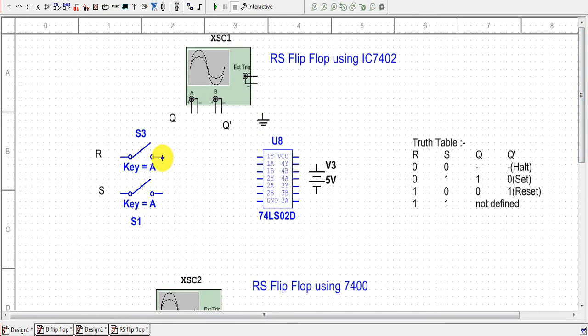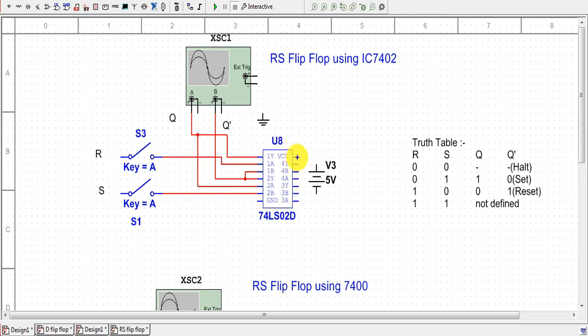First of all we will connect the R input terminal to the first input terminal of the NAND gate, that is 1A, and the S signal to the input of the second NAND gate, that is 2B. Now we will connect the output of the first NAND gate to Q, and the output of the second NAND gate, that is 2Y, is connected to the output Q bar, that is to channel B. And now the second input terminal of the first NAND gate is connected to the output of the second NAND gate, and the input of the second NAND gate is connected to the output of the first NAND gate. So this is the simple connection.